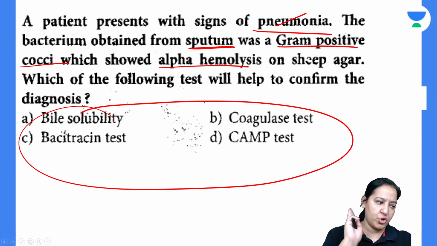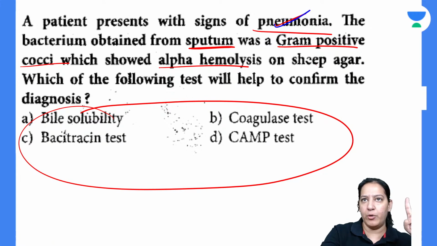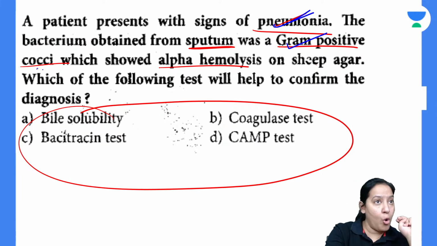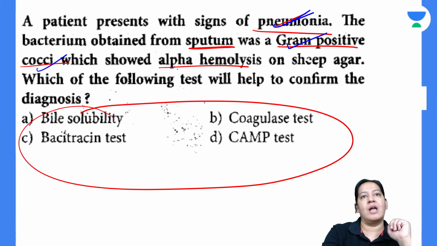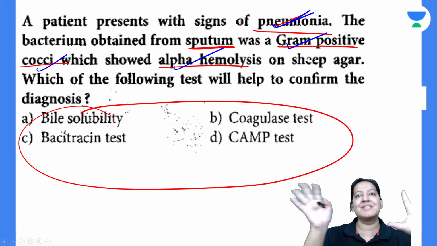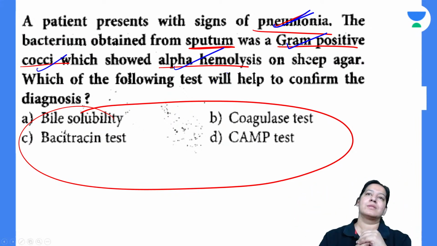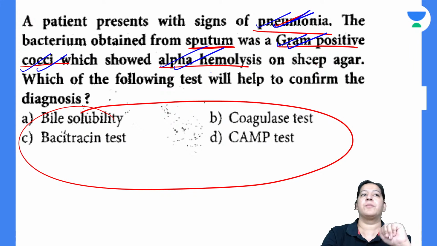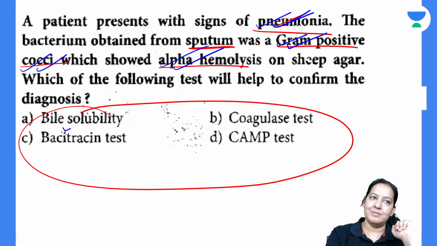So you are given three clues. The first clue, it is pneumonia, an organism which causes pneumonia. The second clue, it is gram positive, not gram negative. It is cocci, not bacilli, and it shows alpha hemolysis. So what is the answer? First, identify the organism. The organism is straightforward pneumococcus. It is fitting everywhere. Pneumococcus causes pneumonia, it is gram positive, it is cocci, and it shows alpha hemolysis. So the correct answer here is bile solubility.